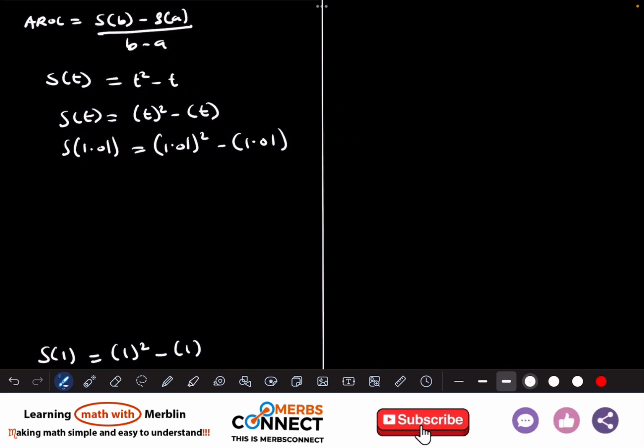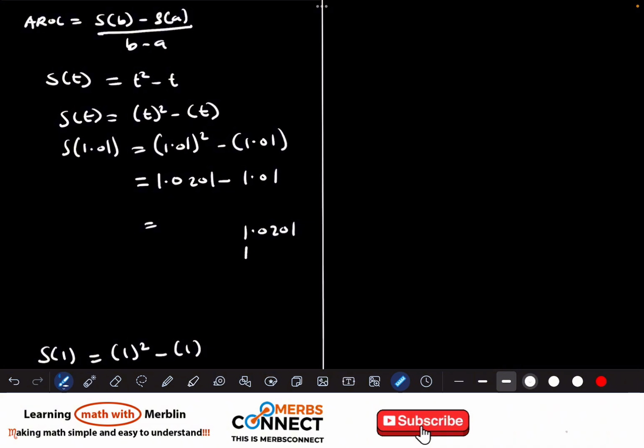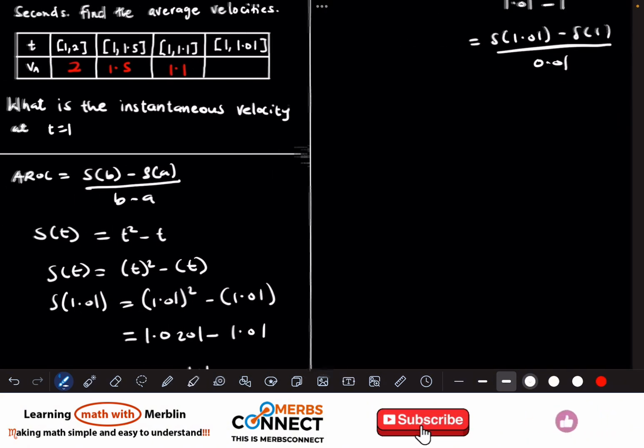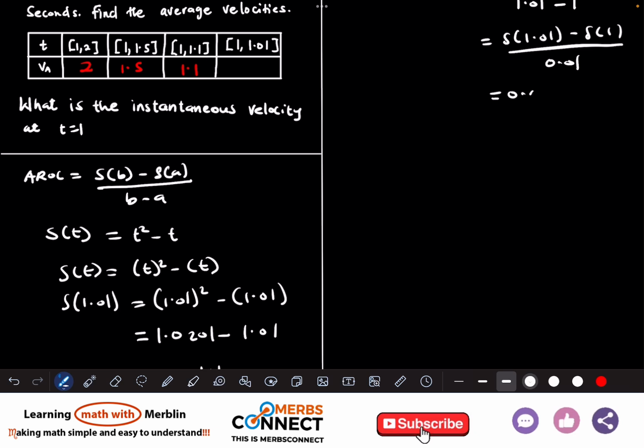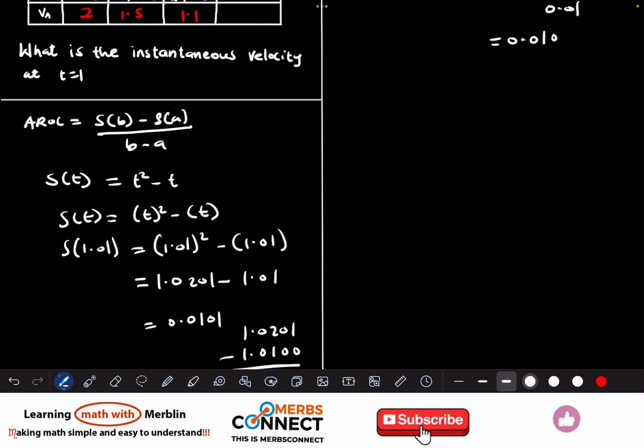Good. 1.01 squared is 1.0201 minus 1.01. So let's try and 1.0201. Then here is 1.0100. So when I subtract, this one will be 1, 0. This one will be 1. Okay. So 0.0101. Okay. So let's put in 0.0101 minus 0 divided by 0.01.